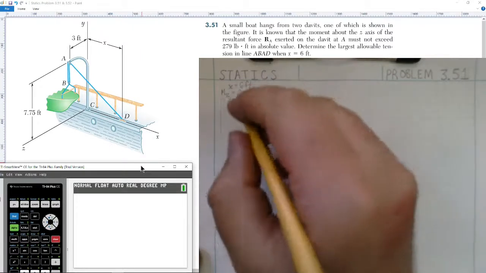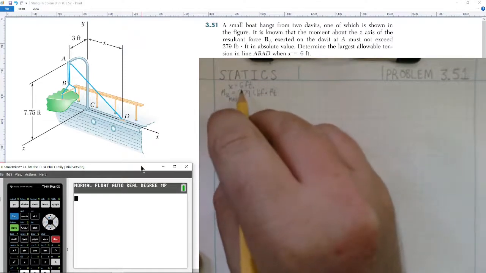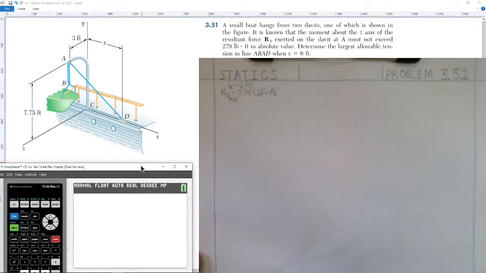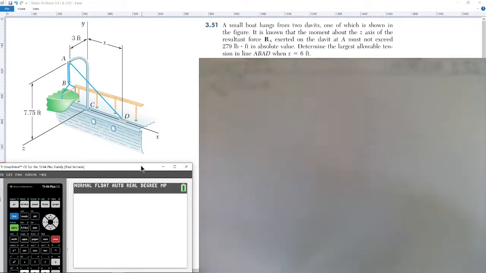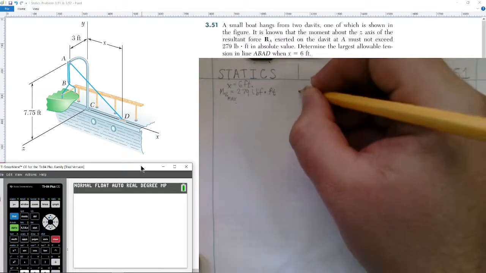So as you can see, I've gone ahead and written down what we know. We know the dimension x in the figure is equal to 6 feet, and we know the maximum moment on the z-axis is 279 foot-pounds. Good. So now let's see what we need to find the moment about axis z.